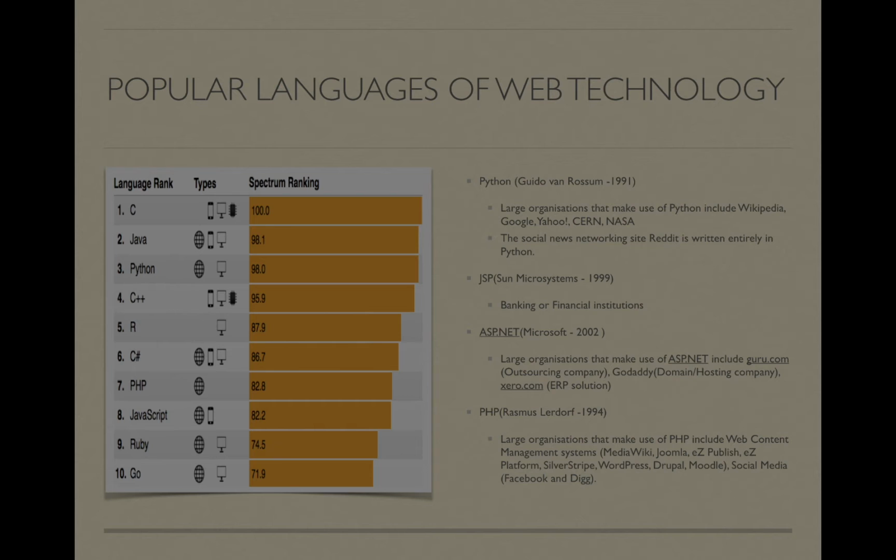And the last one is PHP. Rasmus introduced it in 1994. Large organizations that use it include web content management systems like Joomla, Drupal, WordPress, MediaWiki are some of them, and social media like Facebook is also using it.